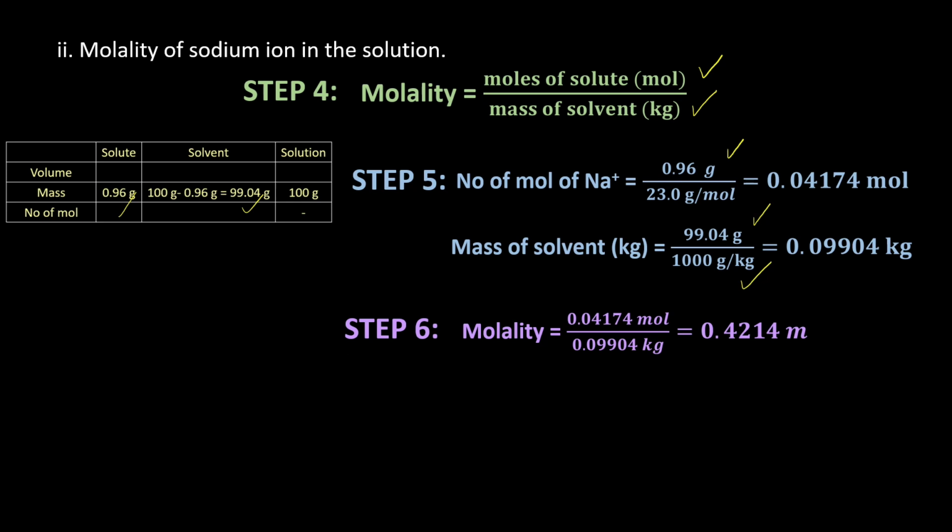final answer. So in step number 5, we have moles of solute. We just need to substitute the moles of solute into the formula, and also the mass of solvent in kg, into the formula of molality. Then we get the final answer 0.4214 molal as the molality of sodium ion in the chili sauce solution.